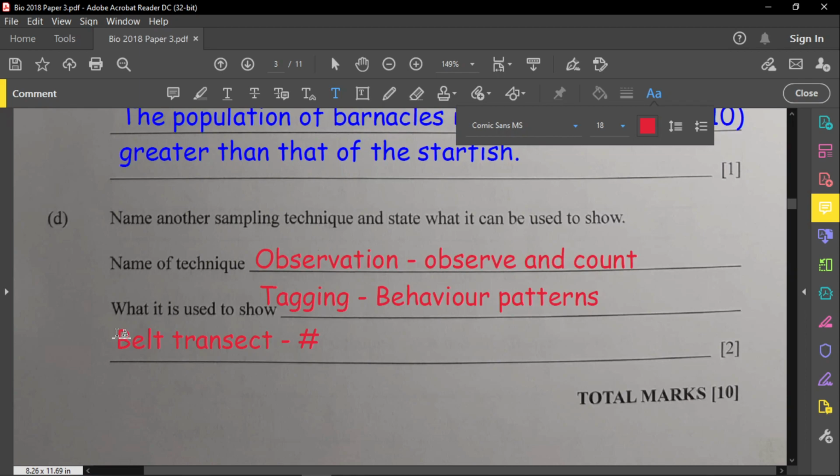Number of organisms over a long distance. It's just like a piece of rope, and on that rope you could have specific markings at intervals, and you can count the number of organisms between intervals, over a long distance. All right, so that's one there.